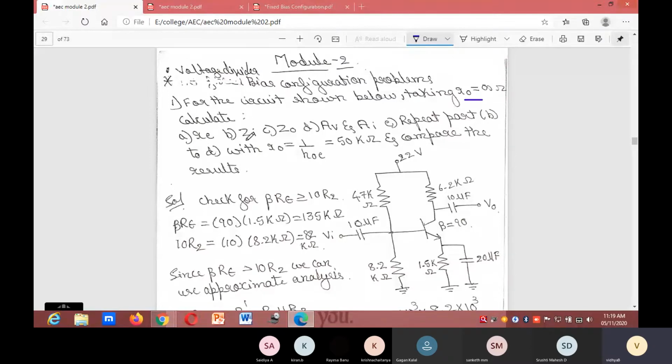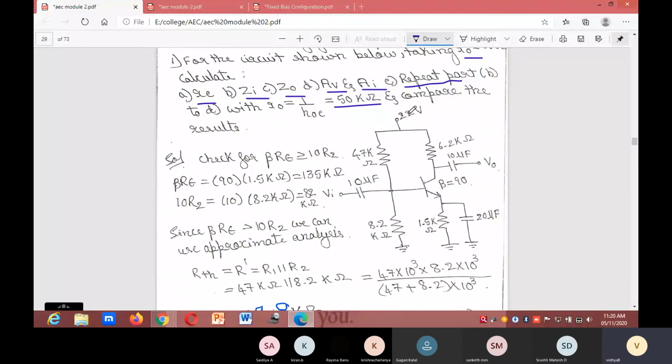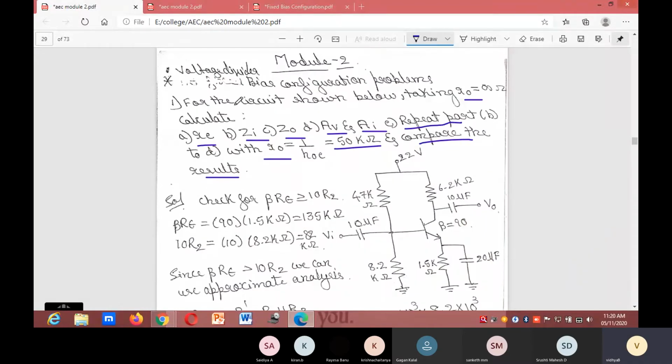Calculate RE, ZI, Z0, AV and AI: input impedance, output impedance, voltage gain and current gain we need to calculate. Next we need to repeat the same. Okay, we need to calculate input impedance, output impedance, voltage gain and current gain for R0 50 kilo ohm. These steps we need to repeat by considering R naught as 50 kilo ohm. Okay, next we should compare the results. We shall solve the problem.